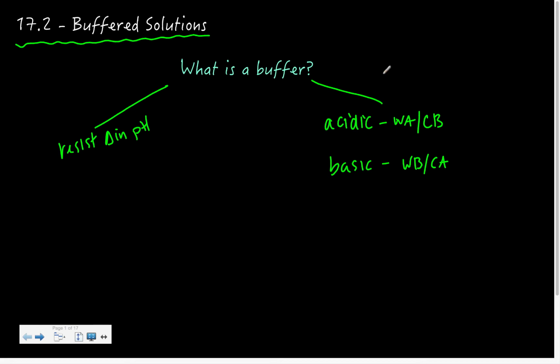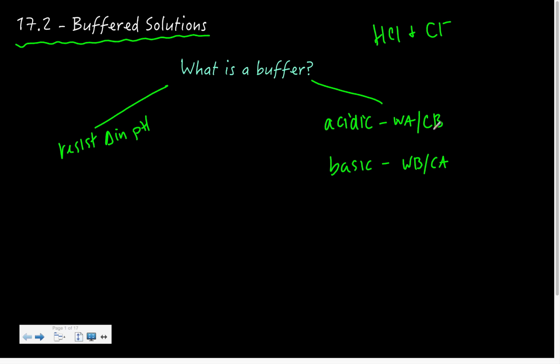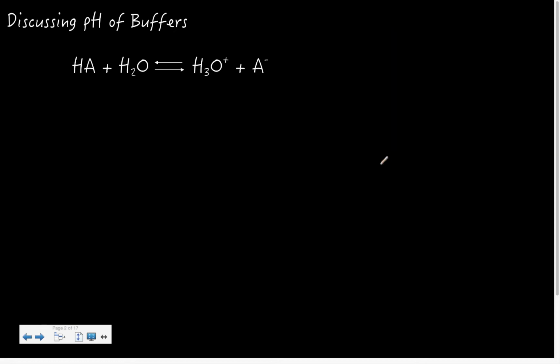So if you're presented a question wherein we have hydrochloric acid and its conjugate base, which is chloride ion, and we're presented this as an option for a buffer system, the answer is no, it's not a buffer because it doesn't meet these criteria. Must be a weak acid and its conjugate base for an acidic buffer, or a weak base and its conjugate acid for a basic buffer. There are no exceptions to that.